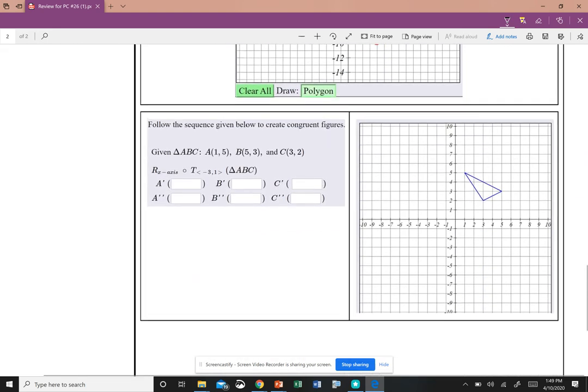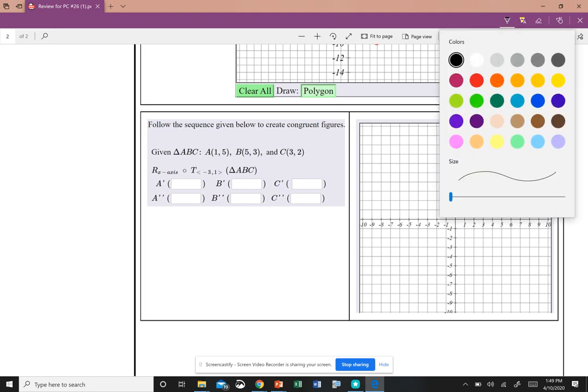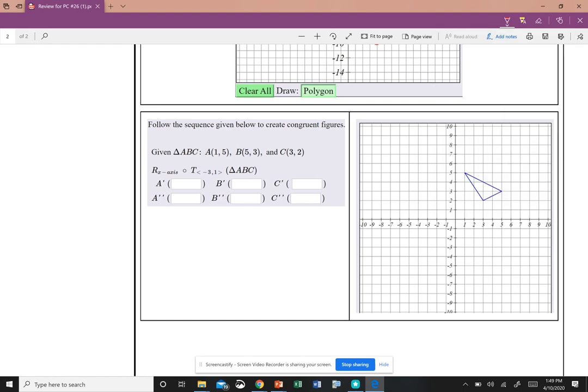All right, moving on down. All right, so we got this one. It says follow the sequence below to create the congruent figures. So the first thing it's going to have us do, move it left 3, up 1. Okay, so if I do left 3, up 1, I do 1 minus 3. 1 minus 3 is -2. And then 5 plus 1 is 6. Well, 5 minus 3 is 2. And 3 plus 1 is 4. And 3 minus 3 is 0. Oh, that's kind of nice. And 2 plus 1 is 3.